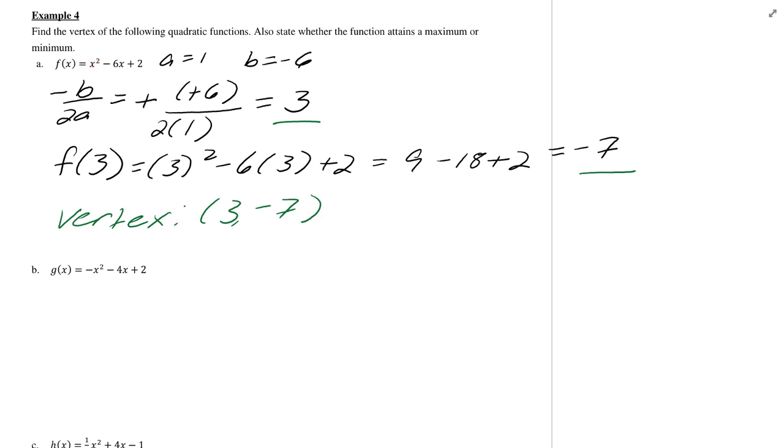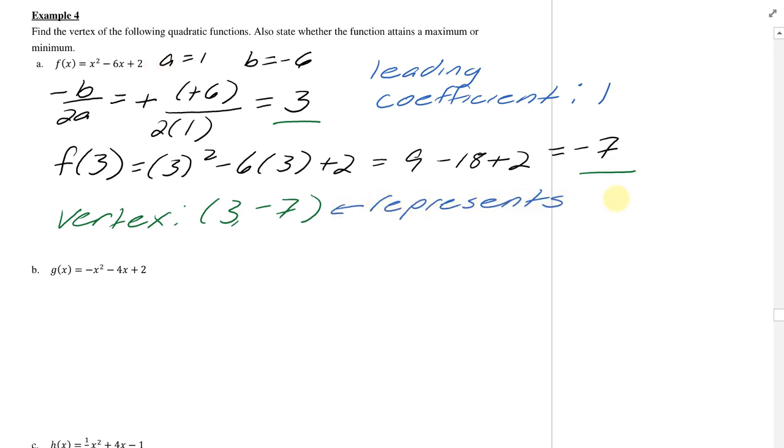So that goes back to the exercise on the previous page. So I just want to note over here, what is my leading coefficient? My leading coefficient is whatever is attached to the x squared. I see nothing attached to the x squared, so there's that invisible 1 there, really. That's the leading coefficient. So the leading coefficient is positive, therefore this will have a minimum. So this vertex represents a minimum.